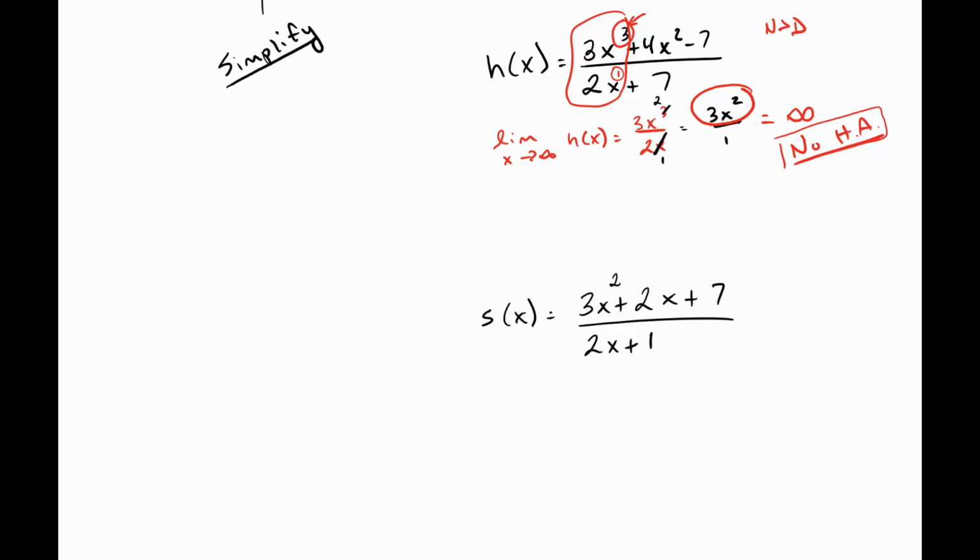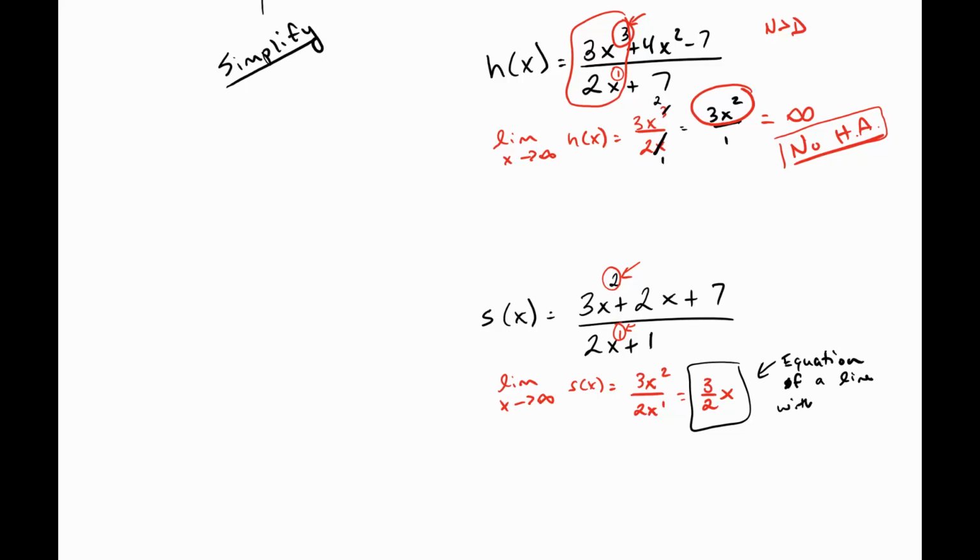Well, if you'll notice in this other example here, s of x, we have that same relationship. The numerator is exactly 1 degree bigger than the denominator. So if you imagine what happens here if we look at the limit, we end up with 3 over 2 times x. Well, that is just the equation of a line with a slope of 3 over 2.